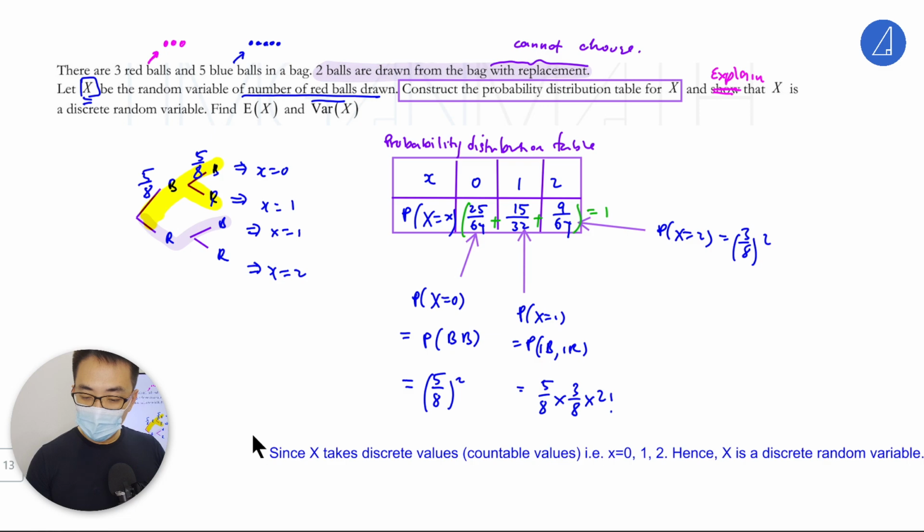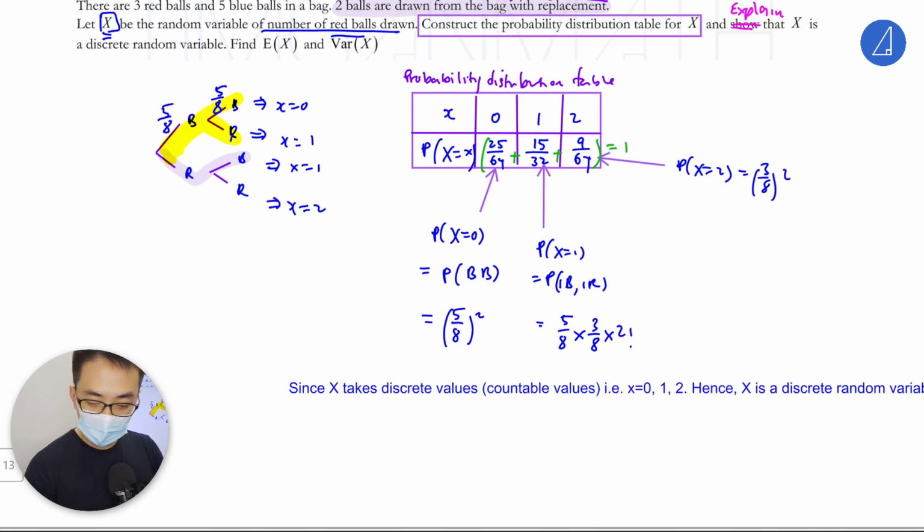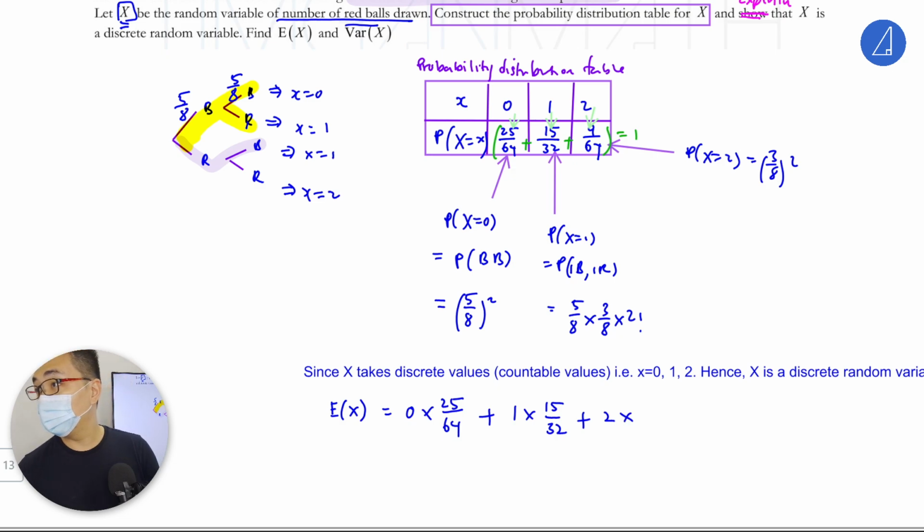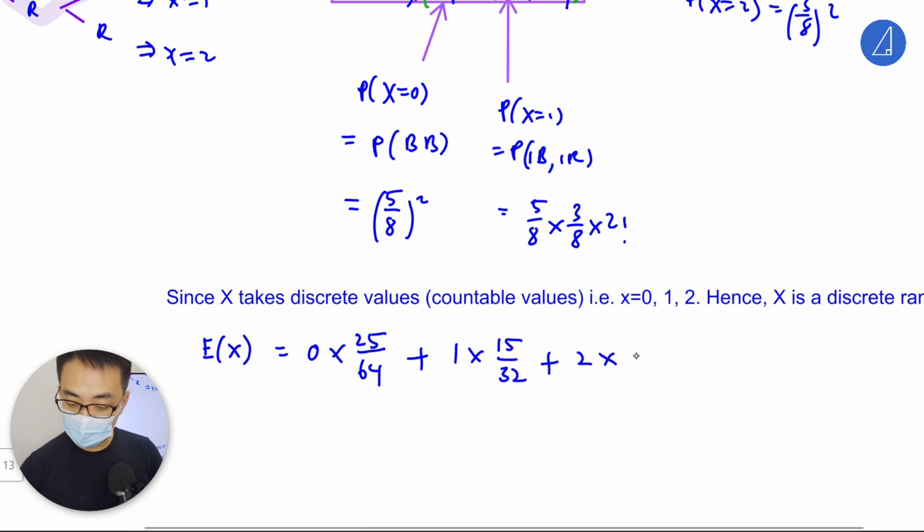Now, if you want to find expectation, E(X), what you do is just multiply this out. You just take 0 times the probability. Later I'll explain to you why it is like that. It's a weighted average. 0 times 25 over 64 plus 1 times 15 over 32 plus 2 times 9 over 64. Using the calculator, this weighted average will be 3 over 4.